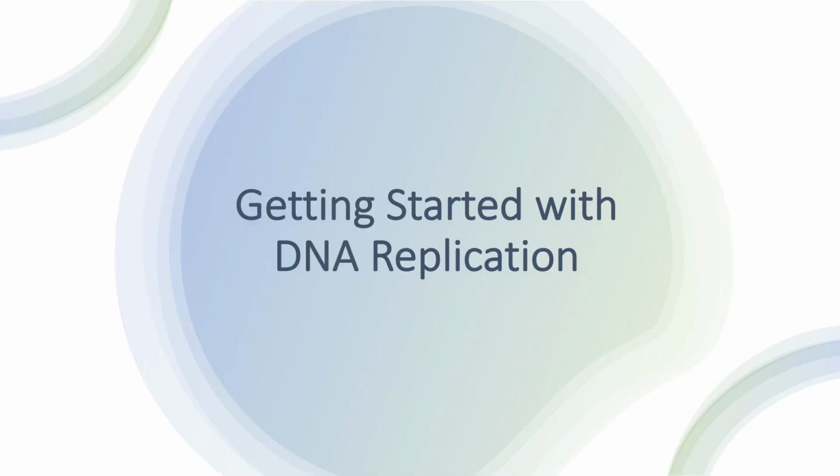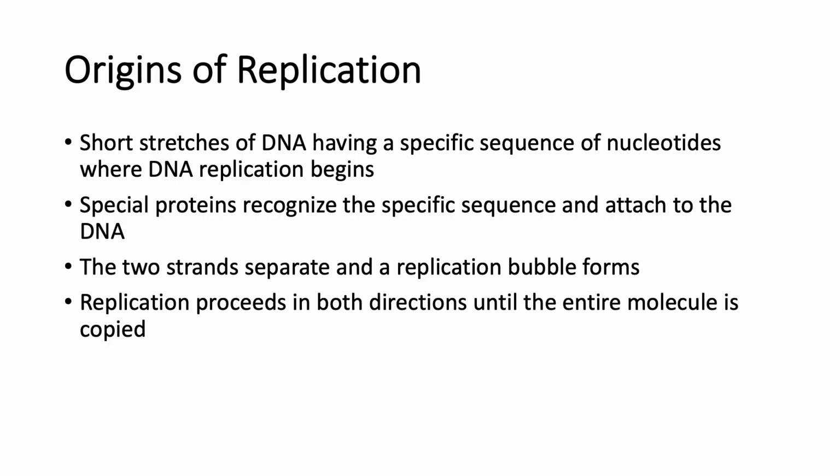So now let us look into the initial process of how DNA is replicated. DNA replication commences at the origins of replication. The origins of replication contain short stretches of DNA having a specific nucleotide sequence. Special proteins recognize the specific nucleotide sequence and attach to the DNA. As a result, the two strands separate and a replication bubble forms. Then, replication proceeds in both directions until the entire molecule is copied.